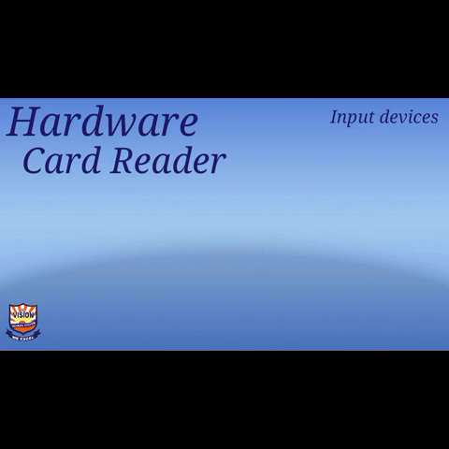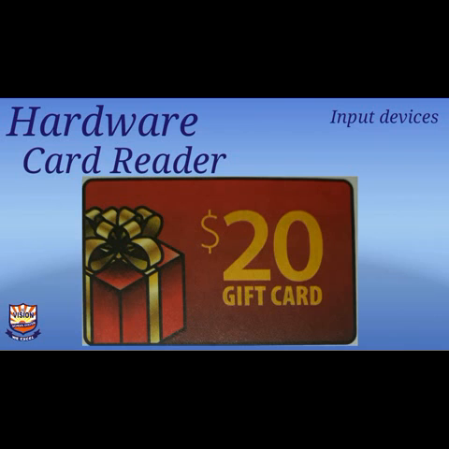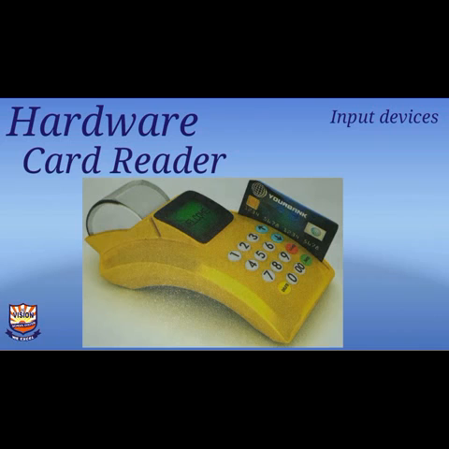Card readers are used for reading information stored on cards, such as magnetic strip cards and smart cards. Gift cards are examples of magnetic strip cards. Information in the form of numbers and characters is magnetically stored on the magnetic strip. When the card is swiped through a magnetic card reader, it reads the information quickly and accurately. Exposure to magnetic fields, physical damage, and contact with certain liquids can destroy the information on the card.